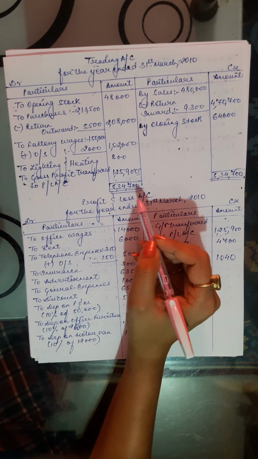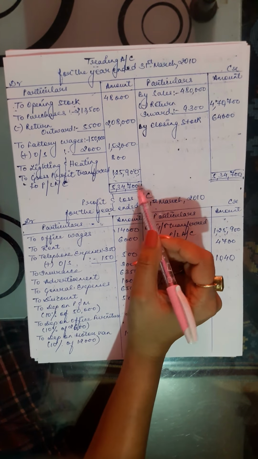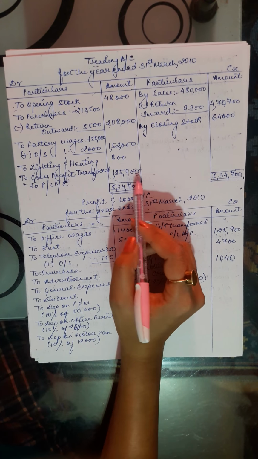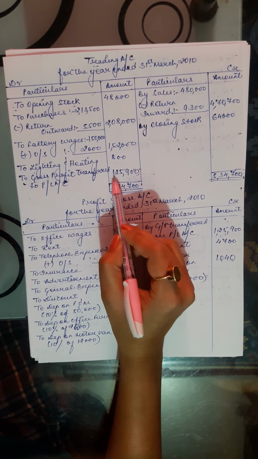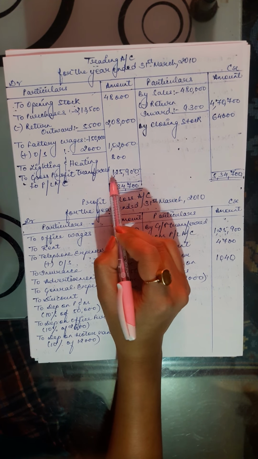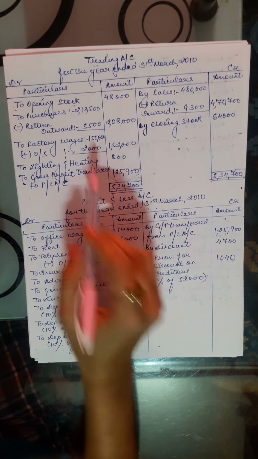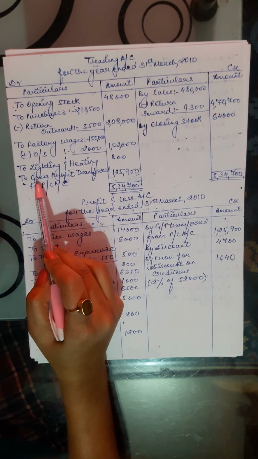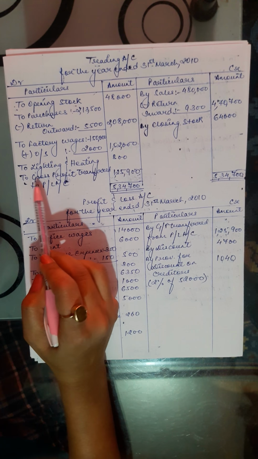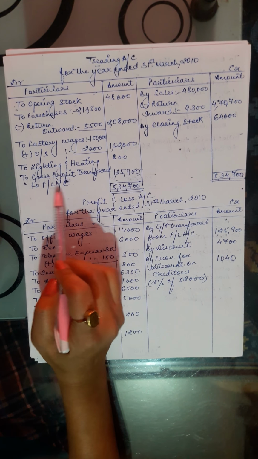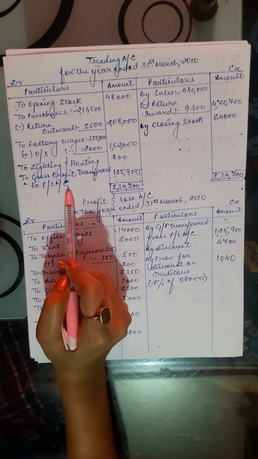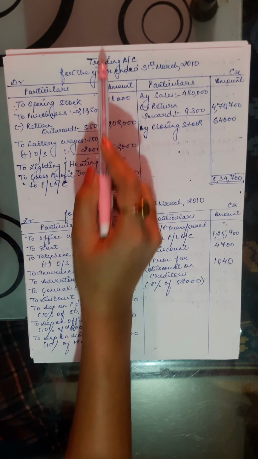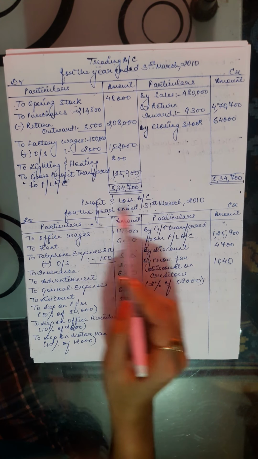Okay, then wherever we are getting the balancing figure, in this question we are getting the balancing figure on the debit side as 1,25,900. Because this is the debit side balance, it will be recorded as gross profit. It will be written as gross profit transferred to profit and loss account. Okay. Then after preparing your trading account, you have to prepare your profit loss account.